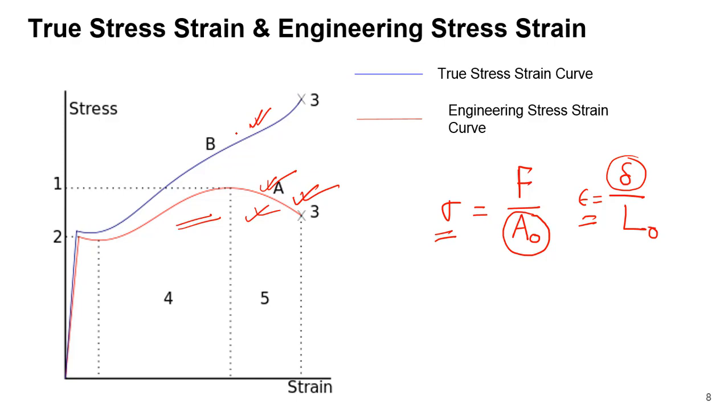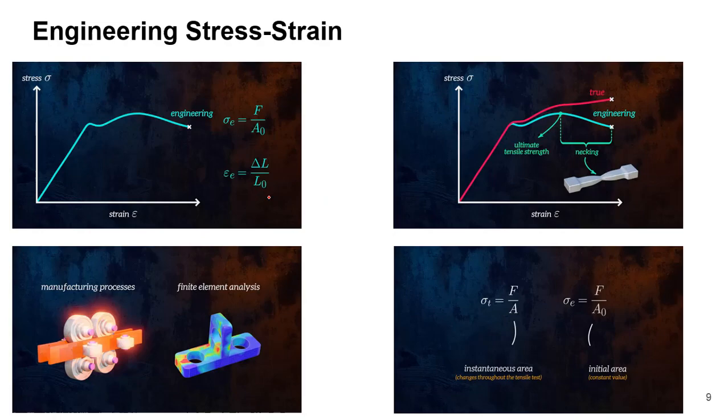And if you actually plot the true stress strain curve, you will see the true stress strain curve will deviate from the engineering stress strain curve in this way. Now let us understand. I have already told you how engineering stress is defined: that is the load divided by the initial cross sectional area. Similarly, engineering strain is defined as the total elongation divided by the initial length.